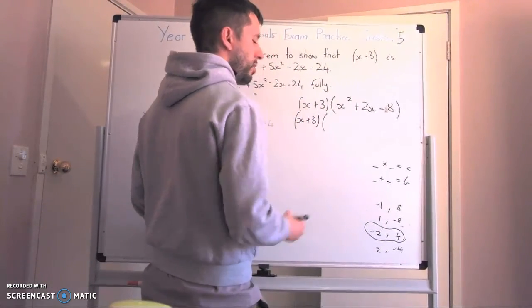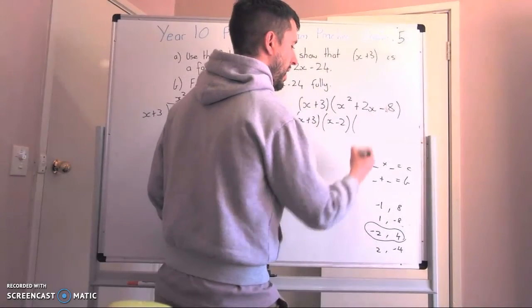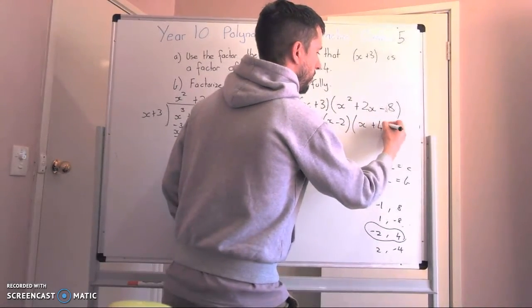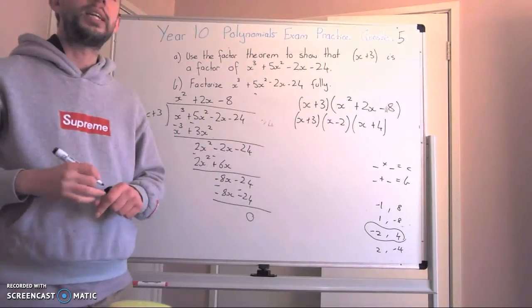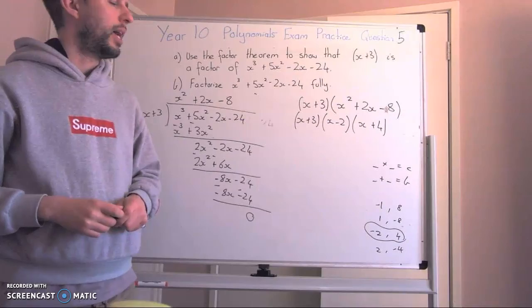So that helps me get it into factorized form. It will be x minus 2 and x plus 4. And I've now got it into factorized form of x plus 3, x minus 2, and x plus 4.